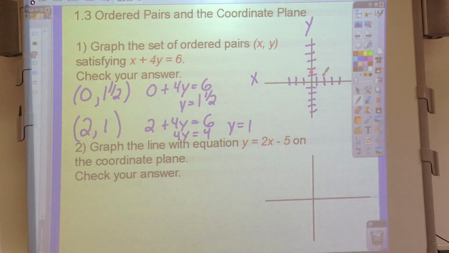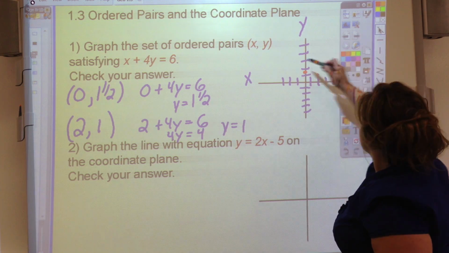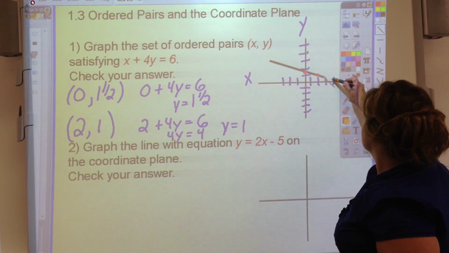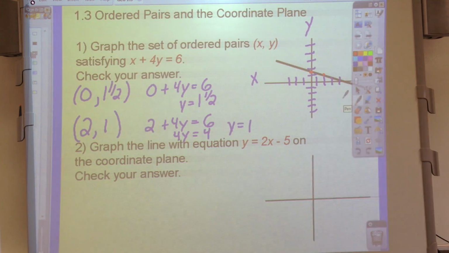Now, remember that we can graph any line containing 2 points by simply connecting those points. So let's go ahead and do that. And I have drawn my line connecting my 2 points. Now let's find a third point and make sure that this is the line that we want.